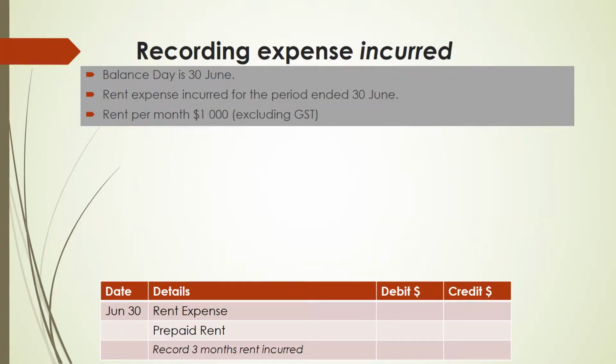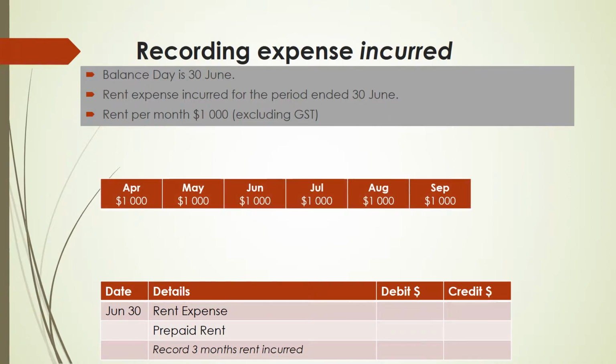So on balance day, we need to make another adjustment to recognize the expense that has been incurred in a period. For example, in this case here, our balance day is on the 30th of June, and we need to recognize the rent expense incurred for the period ended 30th of June. The rent per month is $1,000, and we exclude the GST because we have already recognized the GST when we have made the payment earlier on the 1st of April.